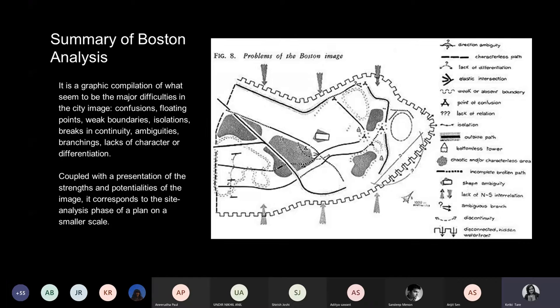And when these 30 maps were overlaid along with the professional expertise map, it sort of revealed certain difficulties in terms of confusions or floating points, weak boundaries, isolations, and certain parts which didn't have any image at all, and which were found blank very consistently. Certain neighborhoods and certain districts were found to be blank spaces throughout the 30 interviews.